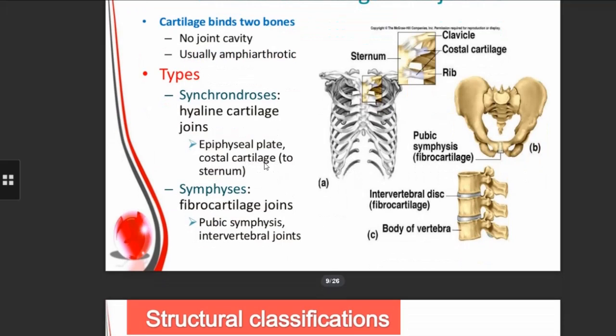Costal cartilage is an example, and the second one is the epiphyseal plate of cartilage, which was discussed earlier, that it is a cartilage which helps in lengthening of our bone, but it becomes bone with the progress of age.